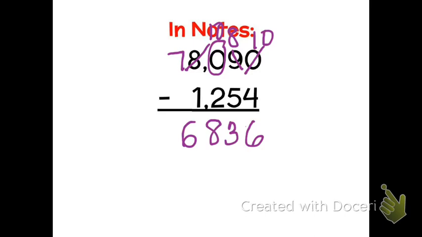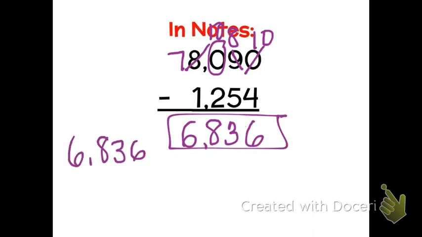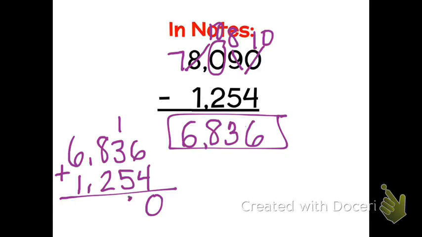So I end up with 6,836. To check with inverse operations, I always start with this answer. And I have 6,836 plus whatever it was that I was subtracting, in hopes of getting that same number I started with. And for me, I checked my answer using inverse operations.